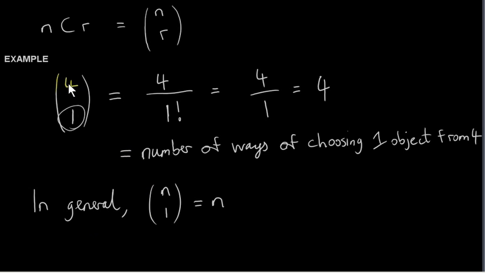So we don't have to look at 4C1. We could have looked at 5C1 or 6C1. In general, NC1 is just N. N is the number of ways of selecting one object from N objects. That sort of makes sense.